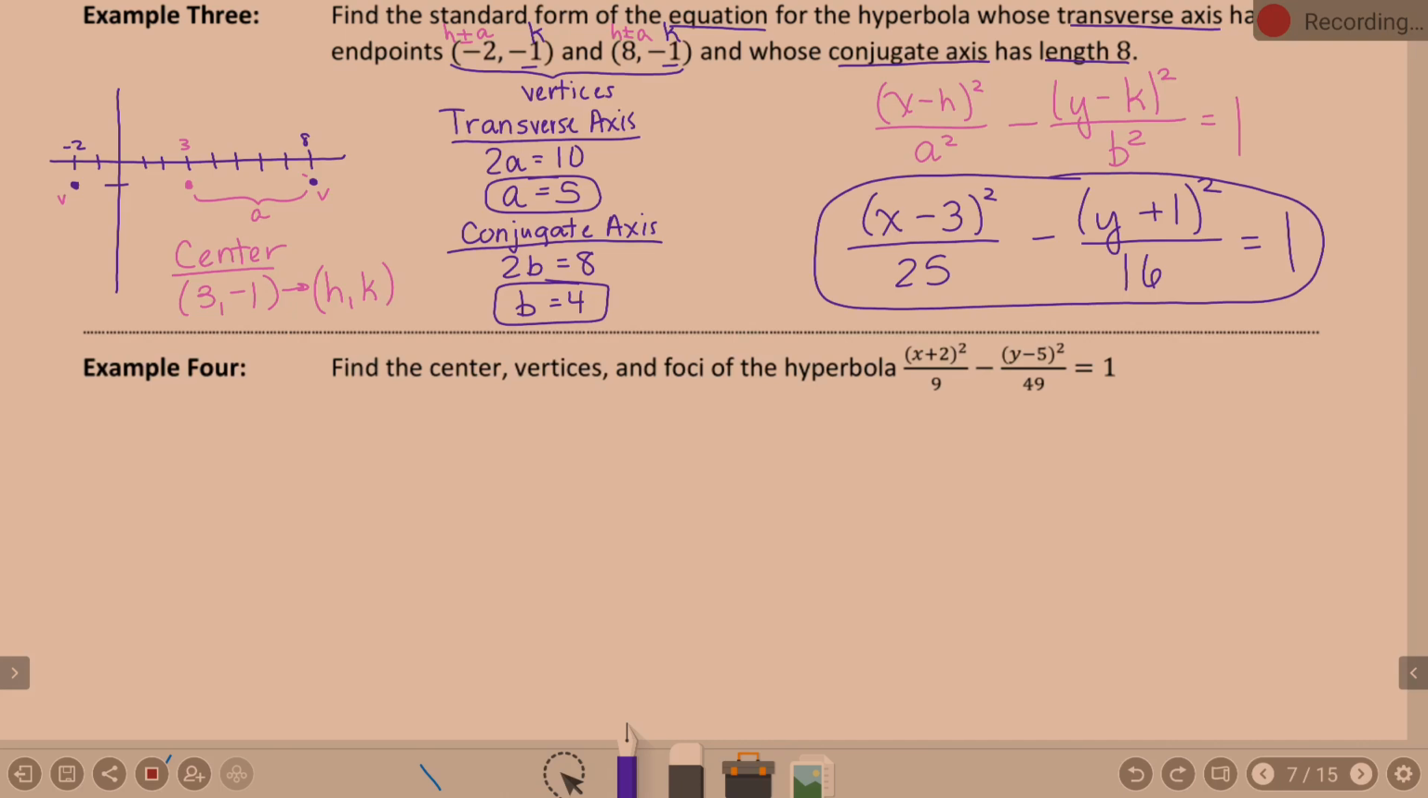Example 4. It asks us to find the center, the vertices, the foci of this hyperbola, and for practice sake, we're also going to sketch it. This is a better one to sketch than the one on the next page anyway. So we're going to sketch it when we get done with it. Thoughts here? Center is negative 2 and 5. You guys agree with that?